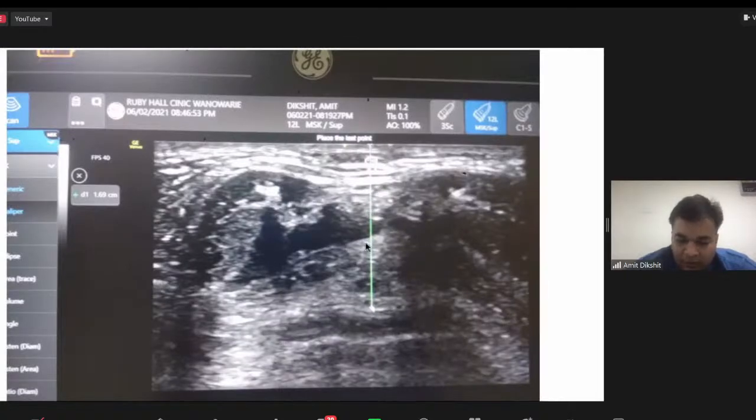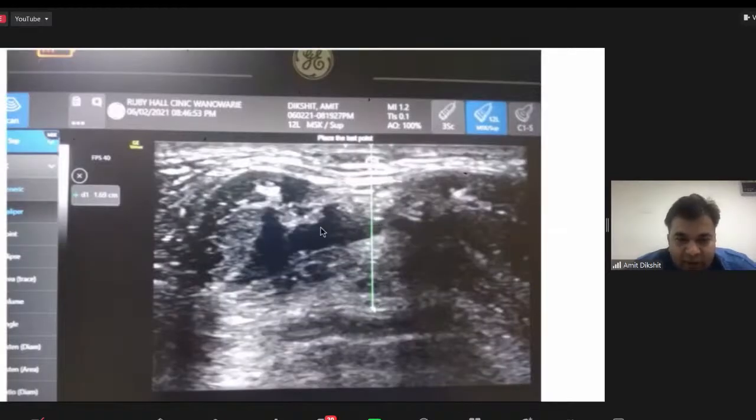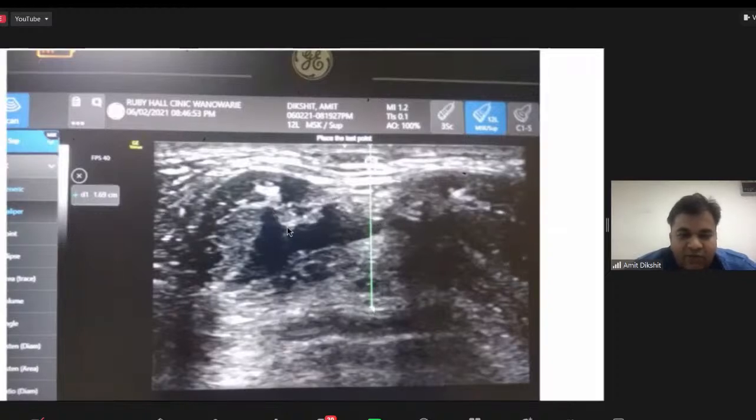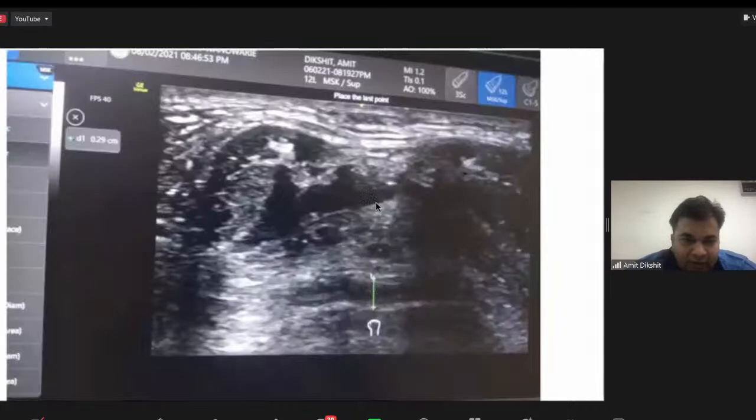This area above the epiglottis I was talking about is the pre-epiglottic space. People have looked at this space, and when the whole area is more than 5 cm², or when the thickness alone is measured and it is more than 2.5, it is Cormack-Lehane 2B. People have even drawn a midline and divided it into two, one side and the other side. So only 2-3 more slides, almost done.